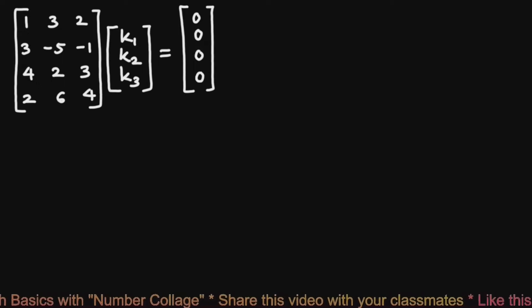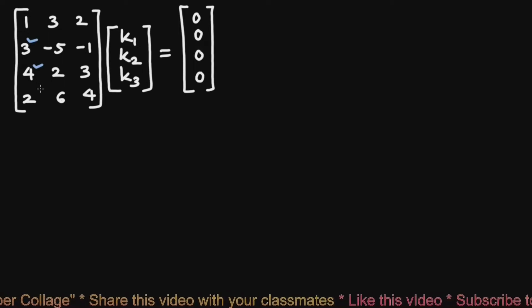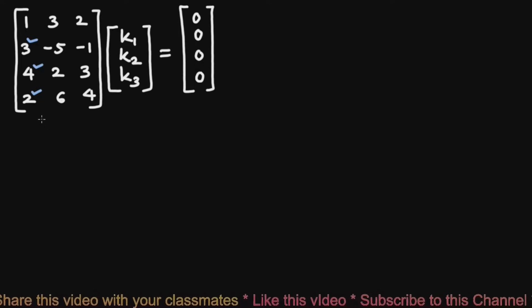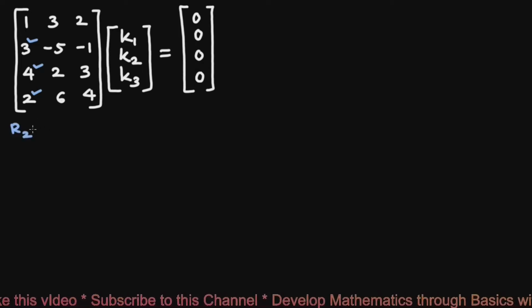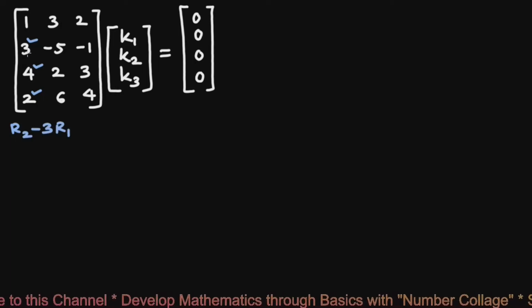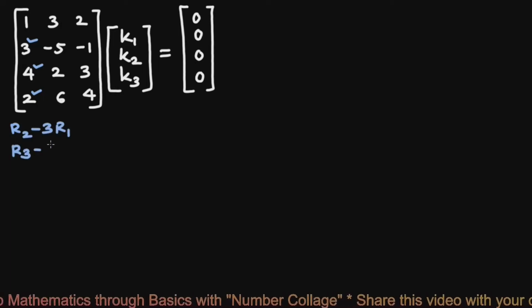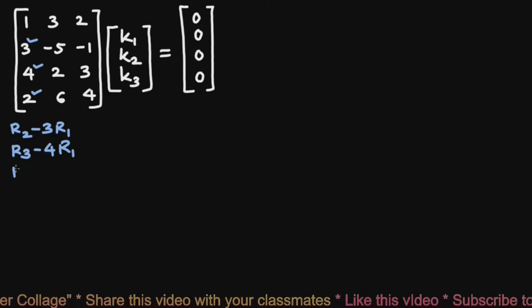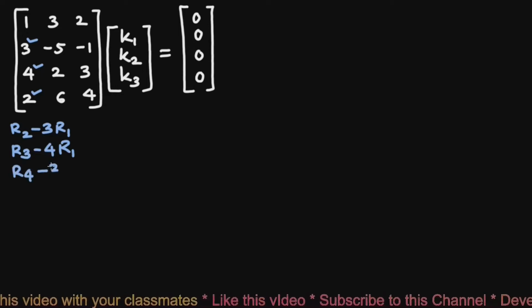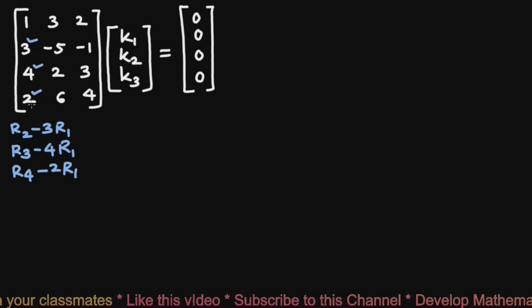First, we will reduce this 3, 4 and 2 to 0, and for that we perform row transformations R2 minus 3 R1 for reducing this 3 to 0, R3 minus 4 R1 to reduce this 4 to 0, and R4 minus 2 R1 to reduce this 2 to 0.